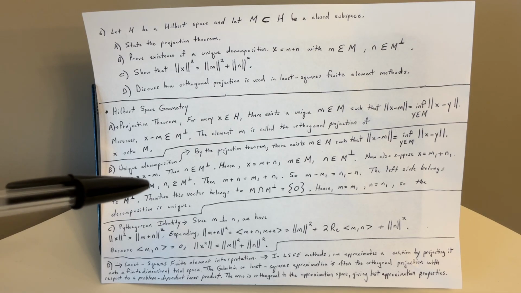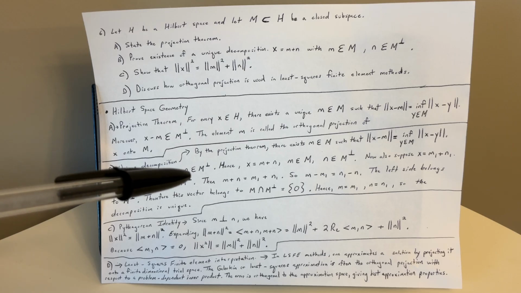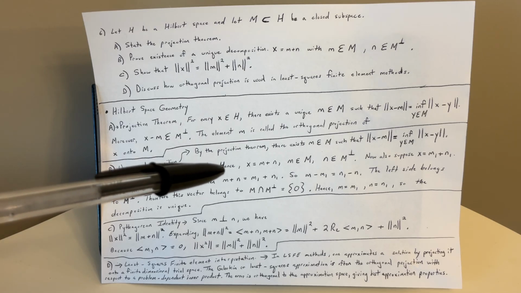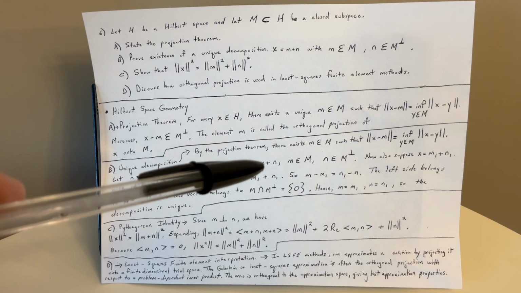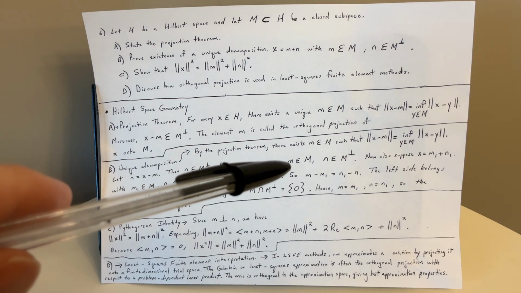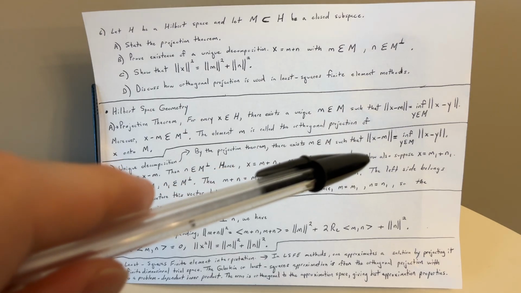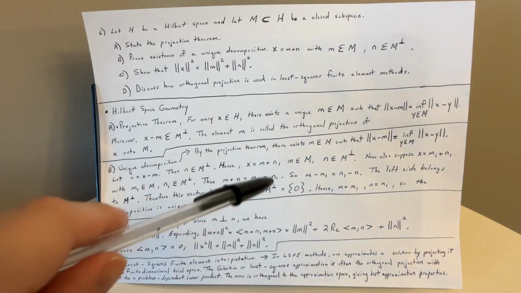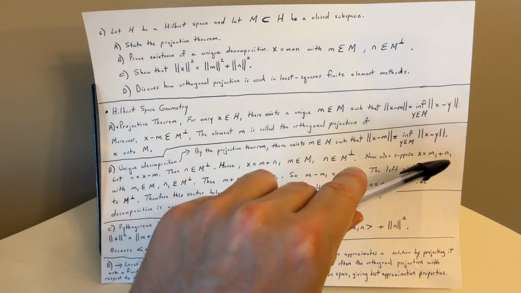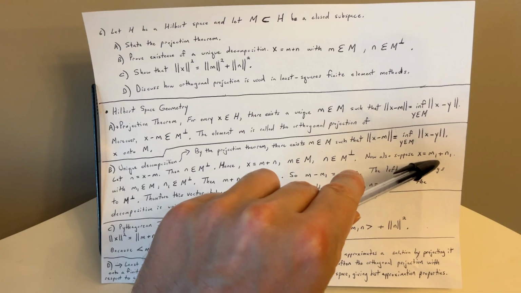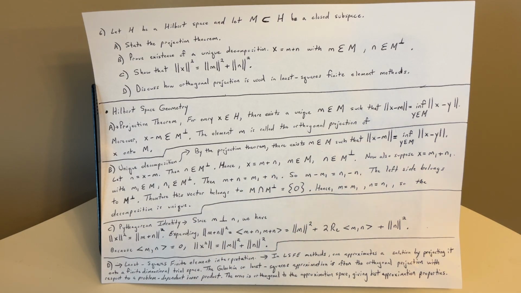We're going to let n equal x minus m, and then n is an element in M perp. Hence, x equals m plus n. Again, m is an element of capital M, and n is an element in M perp. Now, also, x equals m sub 1 plus n sub 1, with m sub 1 an element of capital M, and n sub 1 an element of M perp.